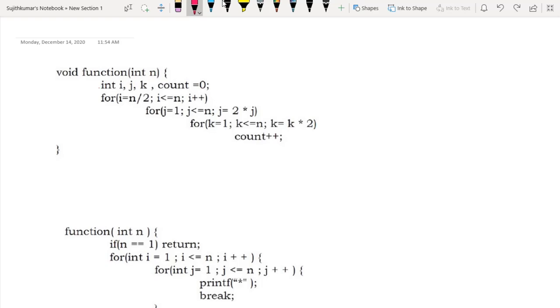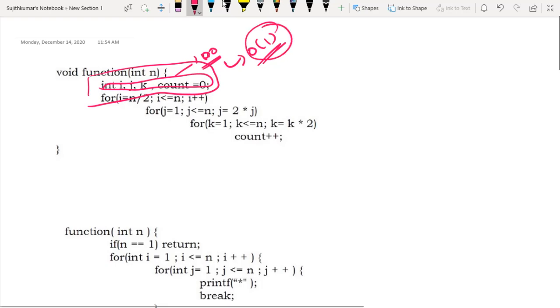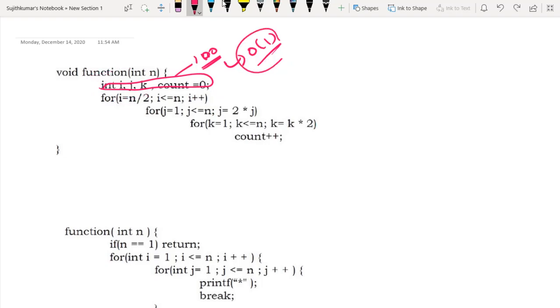Even if you have 100 single statements like this in my program, the time complexity is still O(1), the constant time complexity. My intention is to find time complexity only. I'm not going to find the total frequency count. Let me find only the time complexity, so I'll be ignoring the declaration statements and all.